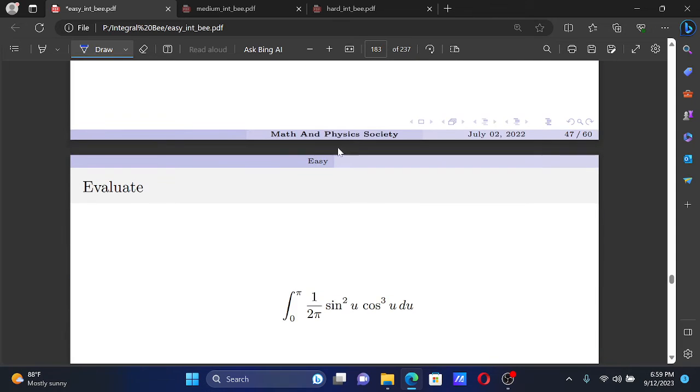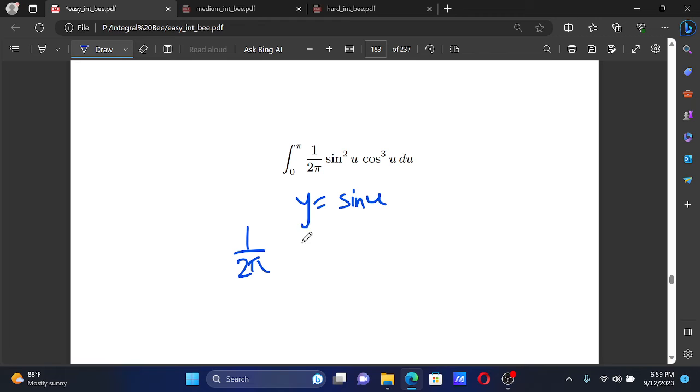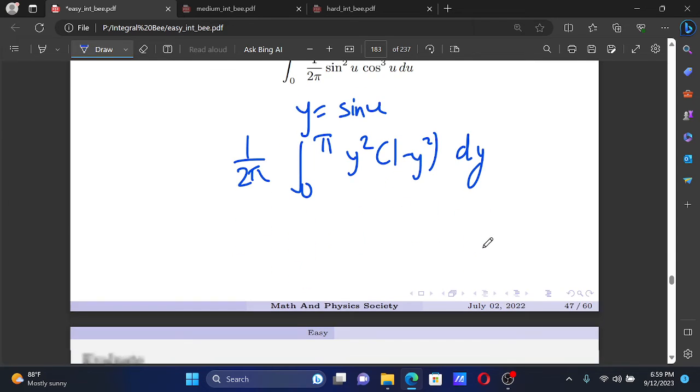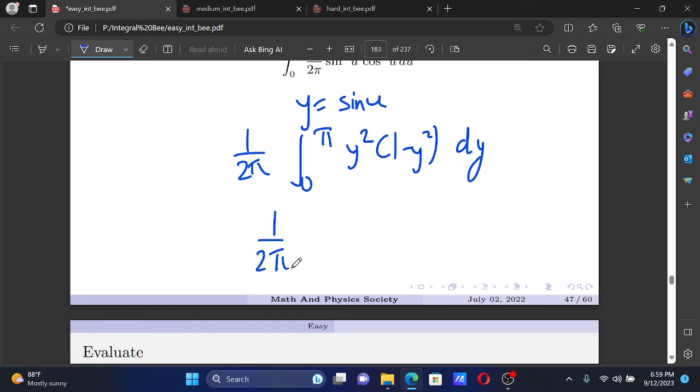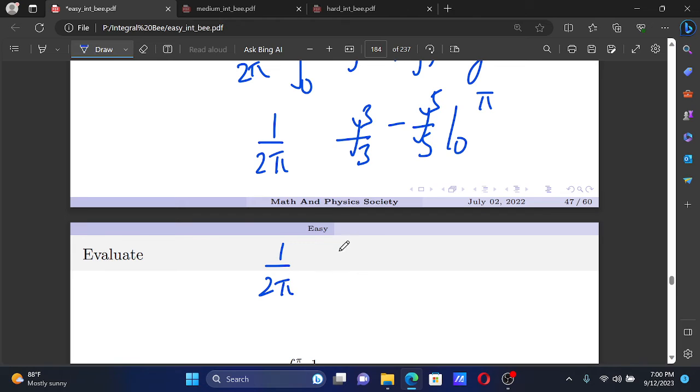Yeah. Now for this one, we can do something like, we can just let sin u as y equals to sin u. So then we have 1 by 2 pi integral from 0 to pi, and this is y square times (1 minus y square) times dy. So now it's 1 by 2 pi, y to the power 3 by 3 minus y to the power 5 by 5 from 0 to pi, and then we have 1 by 2 pi. This one is pi cube by 3.